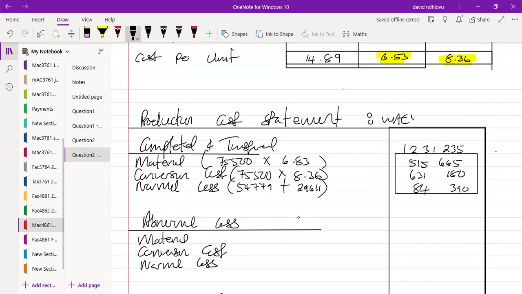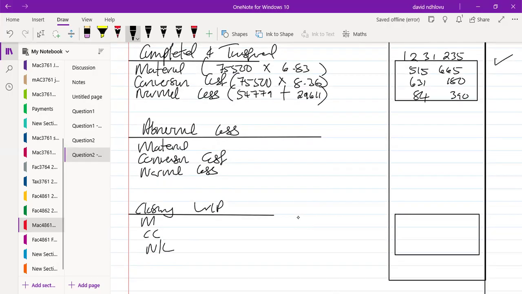When you say opening finished goods from the previous year, then you say plus manufacturing cost, you add that value. Are we clear, good people? When you're in financial accounting and you want to calculate your cost of sales, we are simply calculating for you the value of your manufacturing cost for the year. That is the figure. Then the abnormal loss, you do the same.